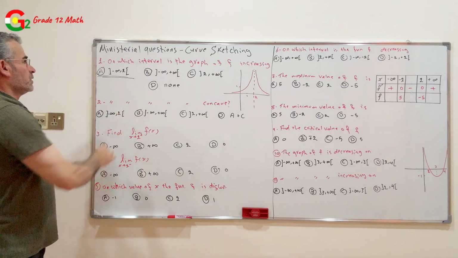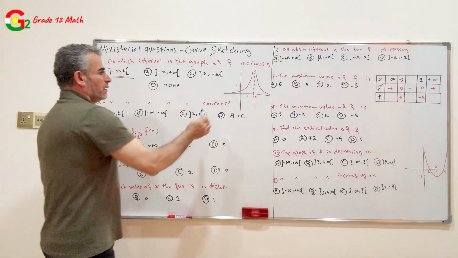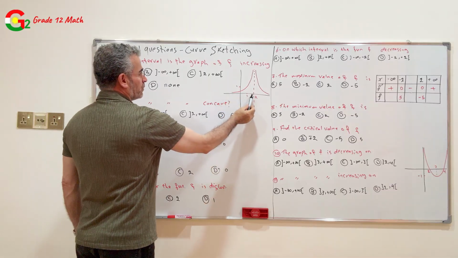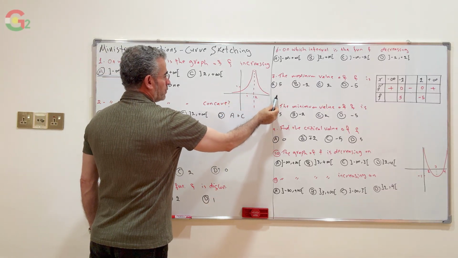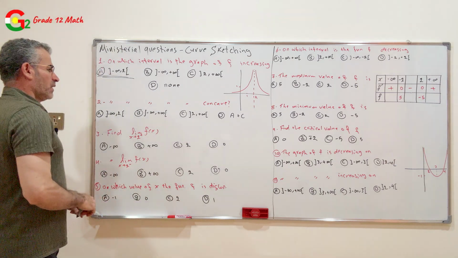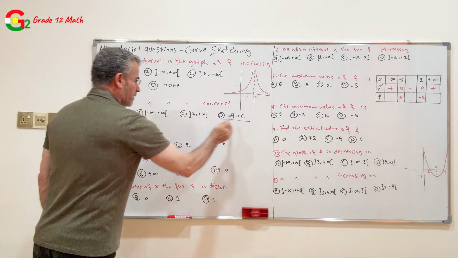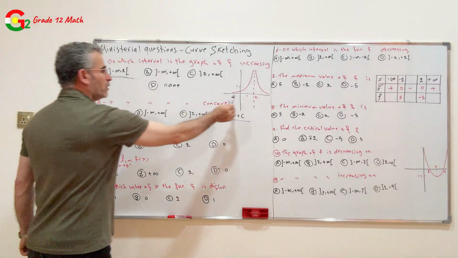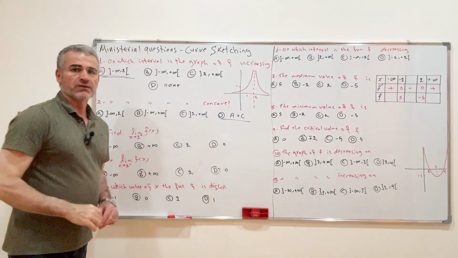Number 2, on which interval is the graph of f concave? The graph of f is concave from negative infinity to 2 and concave from 2 to positive infinity. Therefore, the right choice is D, A plus C, since A is from negative infinity to 2 and C is from 2 to positive infinity.